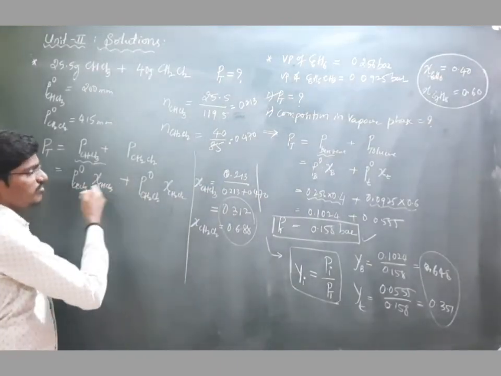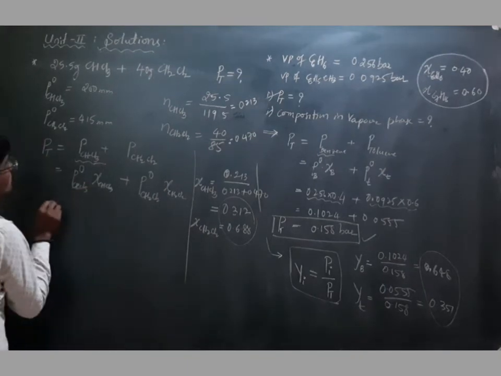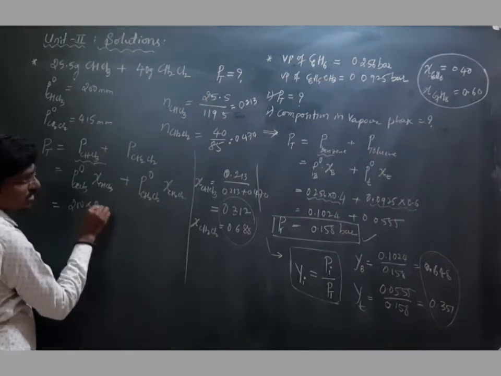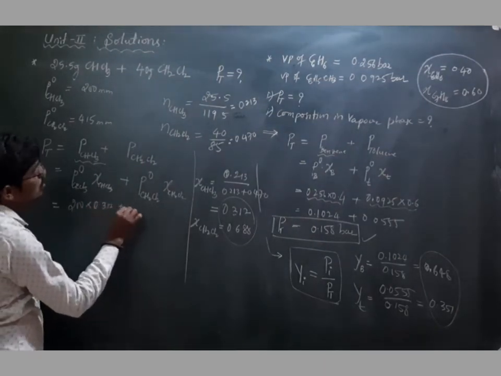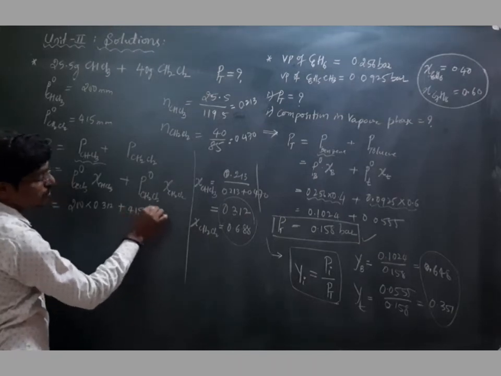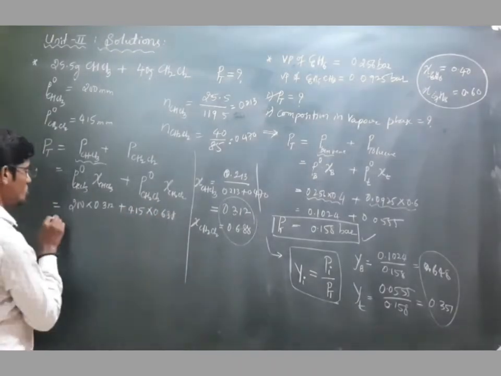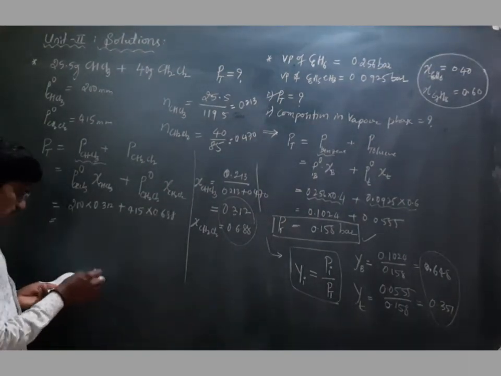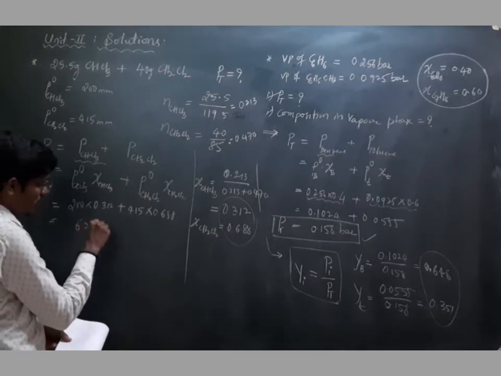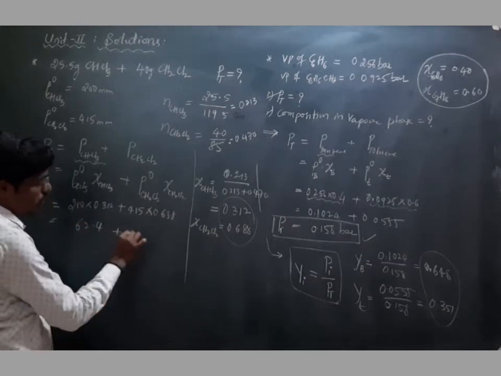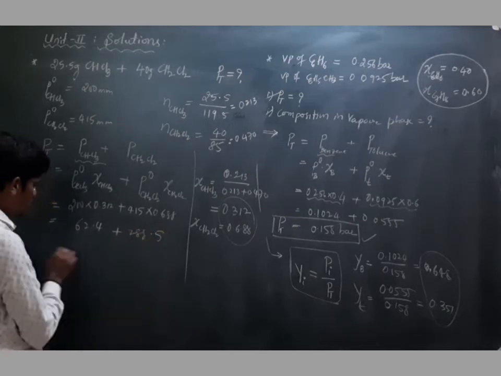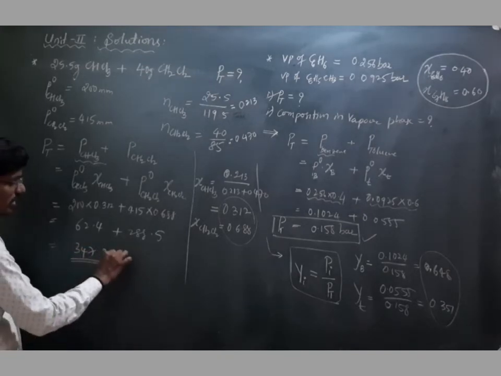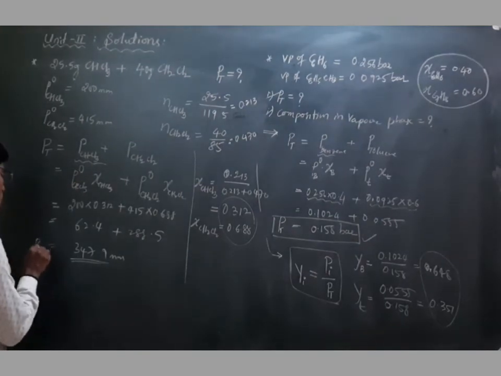The vapor pressures of these components in pure form are given. So substitute and simplify. For chloroform, 200 into its mole fraction, that is 0.312, plus 415 into 0.688. This gives rise to 62.4 plus 288.5. Therefore, the total vapor pressure is equal to 347.9.